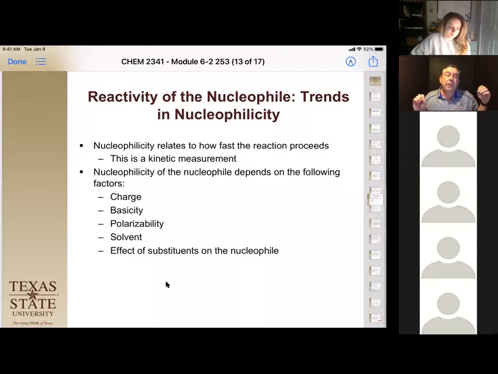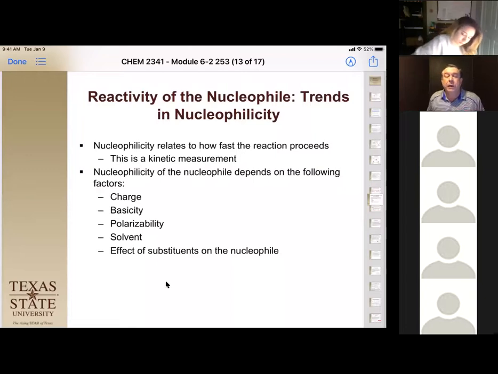Having a lot of nucleophilicity controls the rate of the reaction, the kinetic measurement. However, the nucleophilicity is affected by charge. We talked about that already, how if it has a negative charge and/or a polarizable charge, it can be a better nucleophile. Basicity, how strong a base is it? We calculated the pKa for its conjugate acid and then subtracted it from 14 to give us our basicity. Remember, we're always moving from the strongest base to the weakest base.